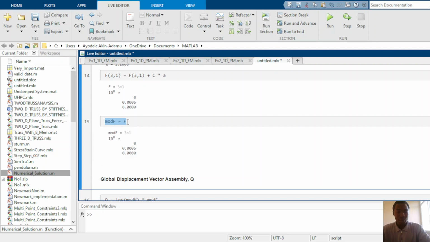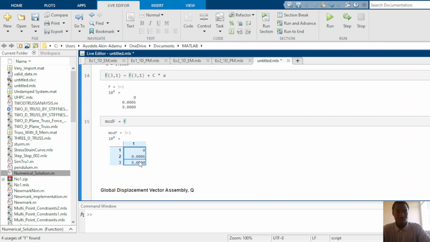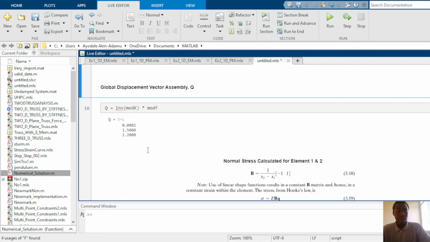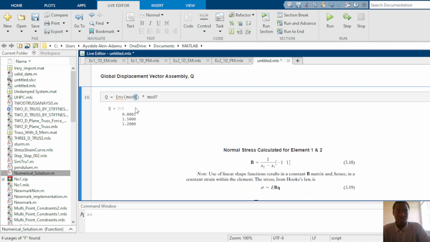Let mod F be equal to my modified force vector. So mod F equals F. So I've stored mod F equals this force vector here. Now that we have defined both the modified global stiffness matrix and force vector, we can calculate our global displacement vector, and we do this by inverting the modified global stiffness matrix and multiplying that by the modified force vector.